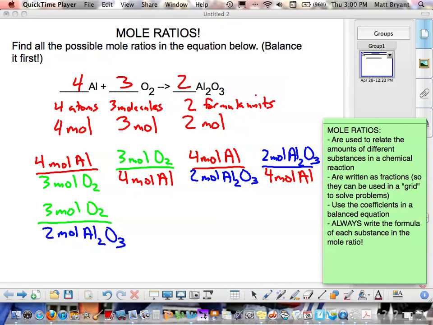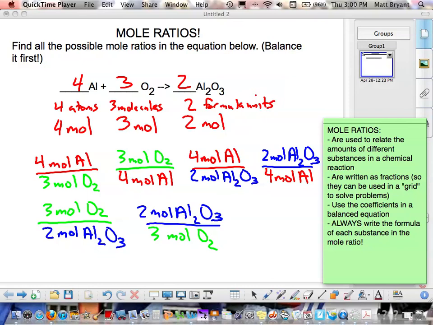So, our final conversion factor is just the reverse of that. We're just going to flip it. 2 moles of aluminum oxide over 3 moles of oxygen. Now, right now, these probably look a little weird and, frankly, a little useless because they're just a bunch of numbers. You'll see in the next podcast why this matters and why it's also so important.